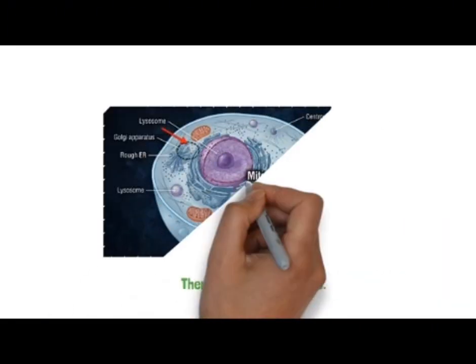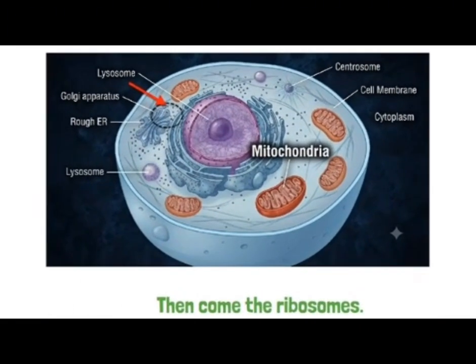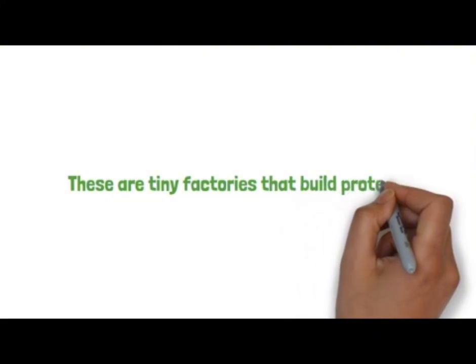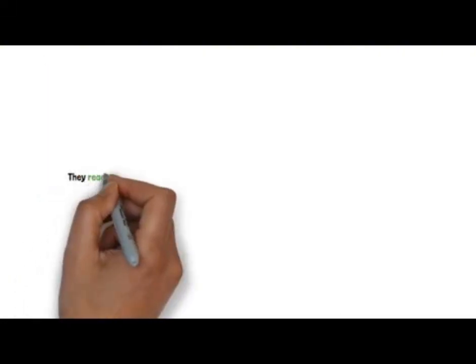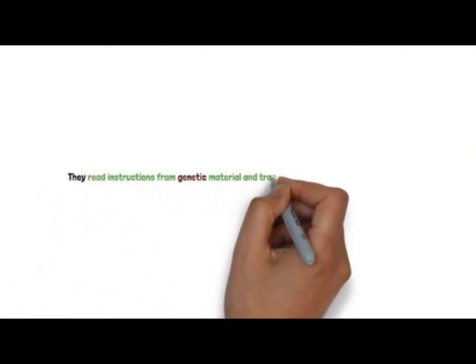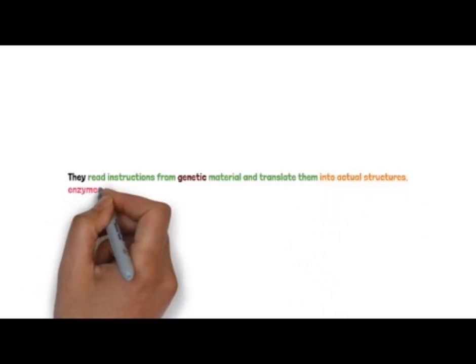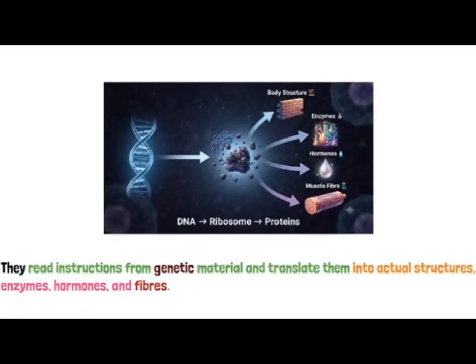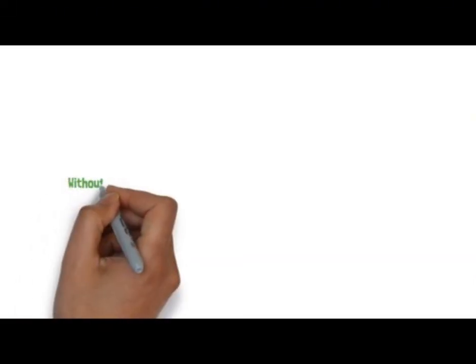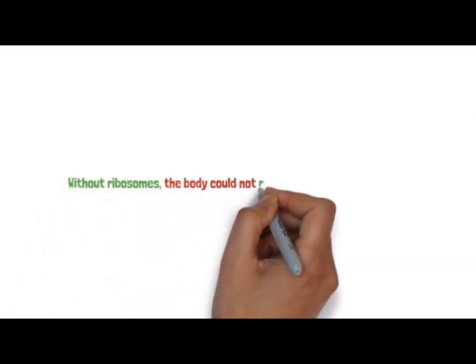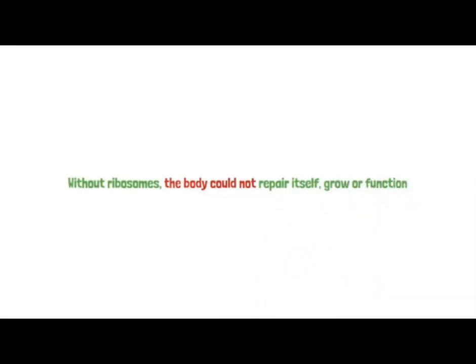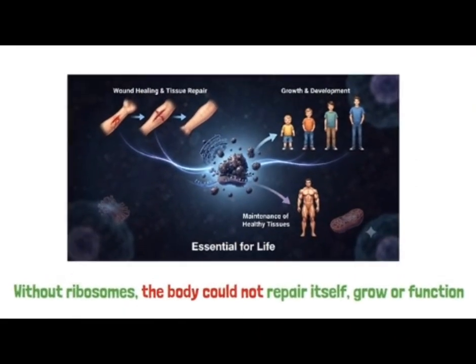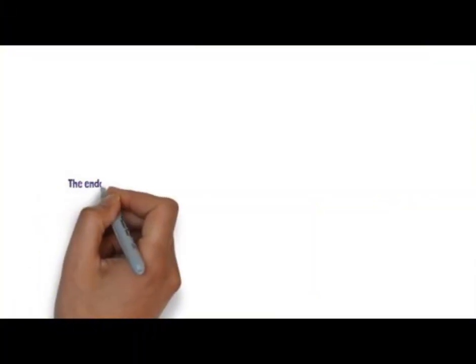Then come the ribosomes. These are tiny factories that build proteins. They read instructions from genetic material and translate them into actual structures, enzymes, hormones, and fibers. Without ribosomes, the body could not repair itself, grow, or function.